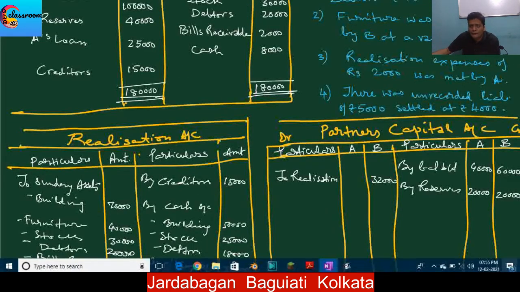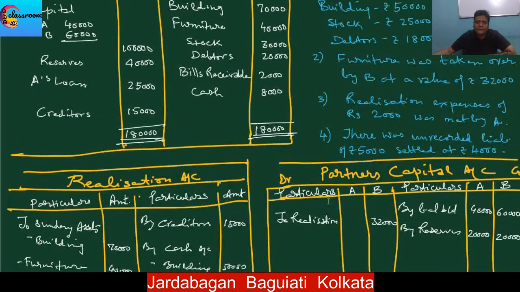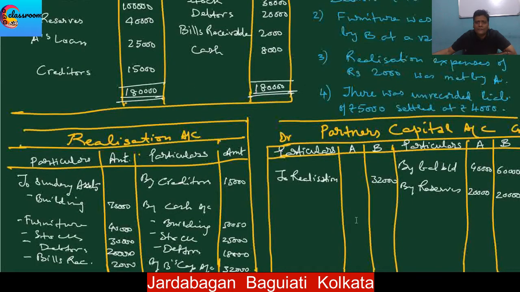Realization expenses of 2,000 was made by A. When we meet any expense, the entry is expense account debit to cash. Over here, this is the realization expense, so what entry do we pass? Realization account debit to cash. In this case, the partner has paid the amount, Mr. A. So no cash is going out. Rather, partner's capital needs to be credited, because he is the giver.